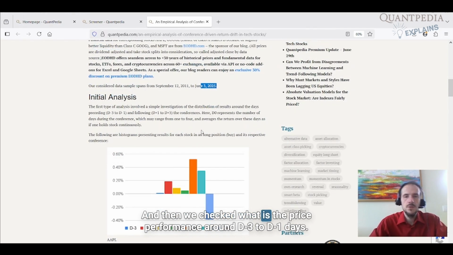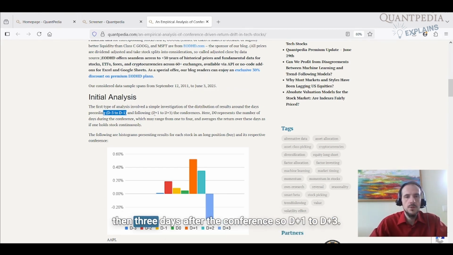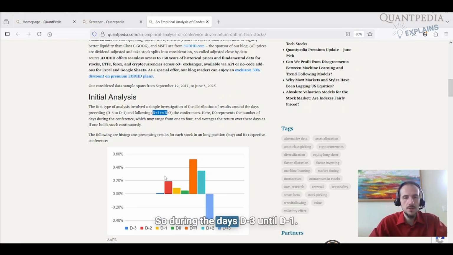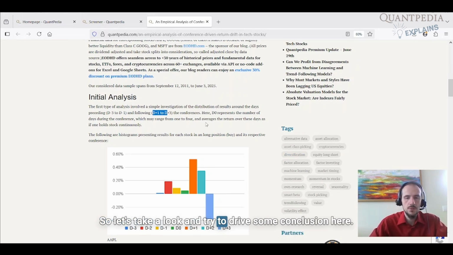Then we checked the price performance around D-3 to D-1, so 3 days to 1 day before the conference, over the conference, which we describe as D0, and then 3 days after the conference, D1 to D3. In these column charts we can see whether the drifts are before the conference, so days D-3 until D-1, during the conference, so day D0, or after the conference, D+1 until D+3. So let's take a look and try to draw some conclusions.